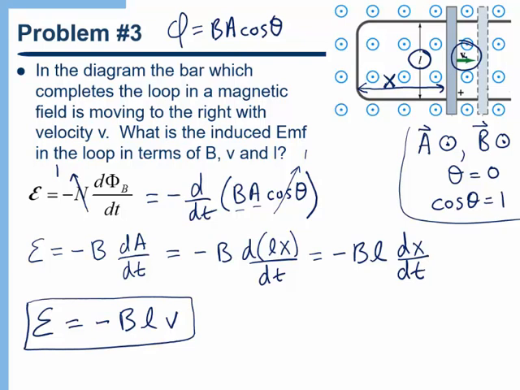And that kind of makes sense. The faster the bar is moving, the more the area is changing per second, so the bigger the induced EMF. If the bar is not moving at all, there is no induced EMF.